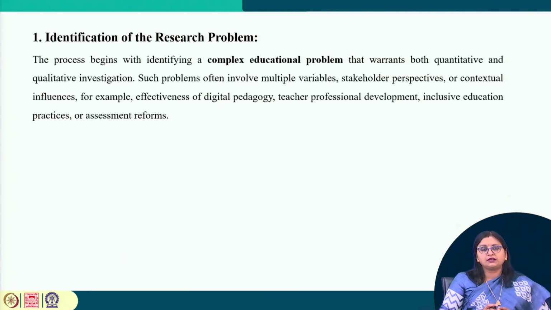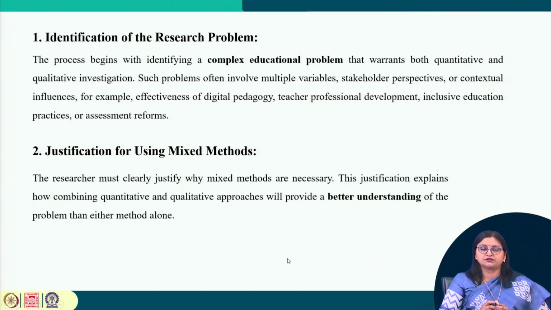For example, effectiveness of digital pedagogy, teacher professional development, inclusive education practices or assessment reforms. The second step is justification for using mixed method research, because when you go for the vivas, the examiner will definitely ask why you are going to use mixed method research. So, this justification is very important.